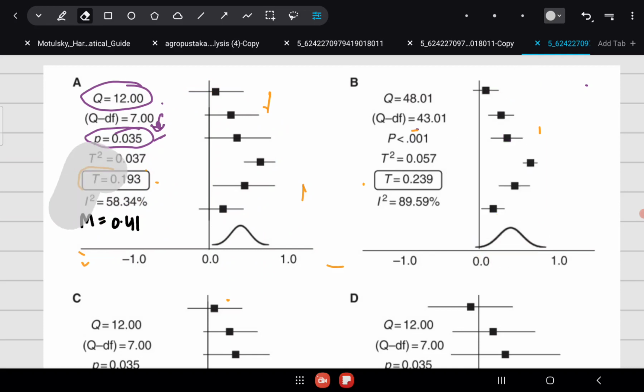Okay, let me repeat this concept. This is an important concept. You can say that this is the 95% CI of the true effect size, showing how much variability is occurring in the true effect size.